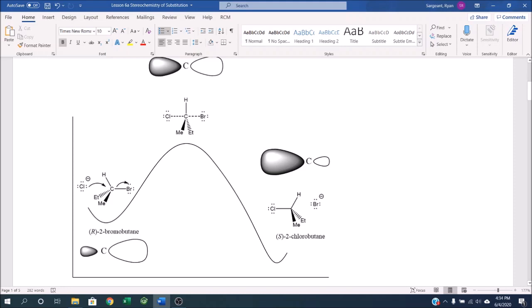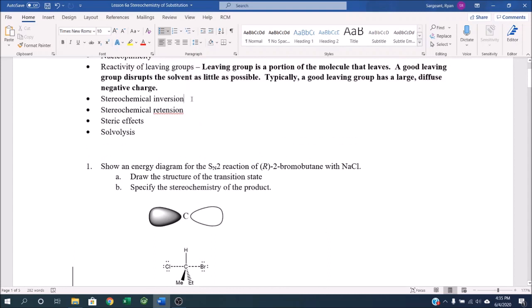This is characteristic specifically of SN2 reactions. During the course of an SN2 reaction, you will typically invert the stereochemistry of the various atoms that surround the carbon. And you'll notice that here in the name. This started off as R2-bromobutane, and it ended as S2-chlorobutane. This stereochemical inversion is a common feature. In fact, it's one of the defining features of an SN2 chemical reaction.